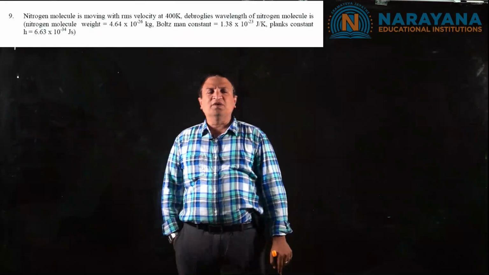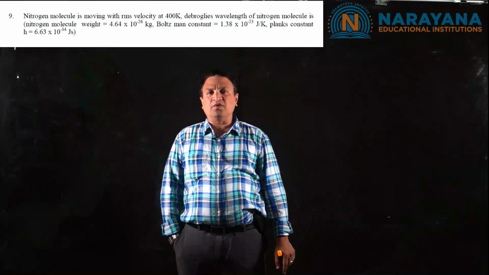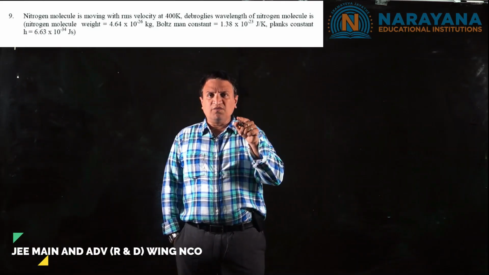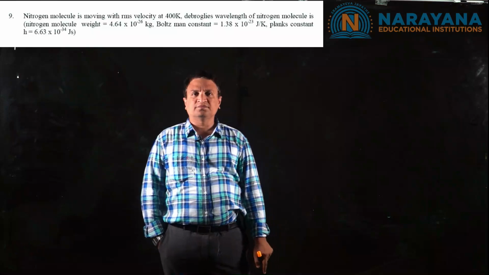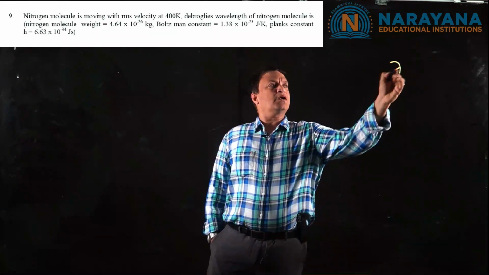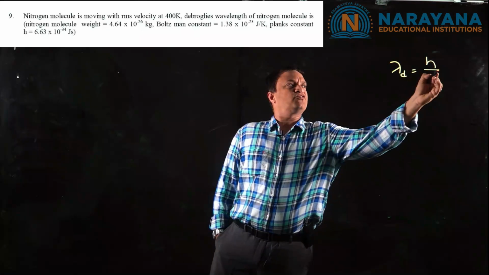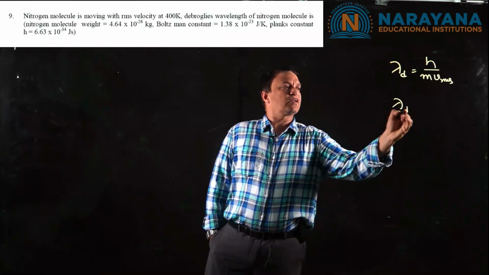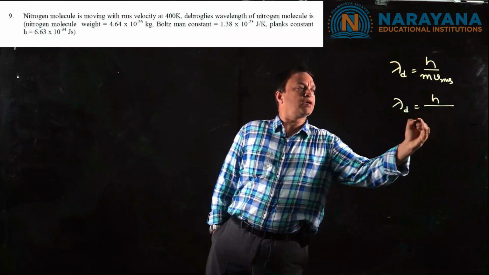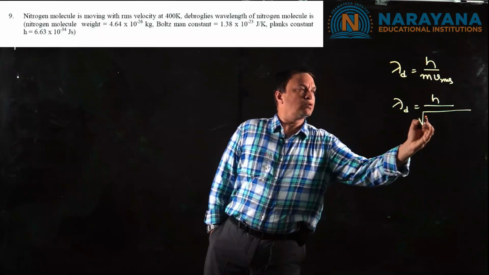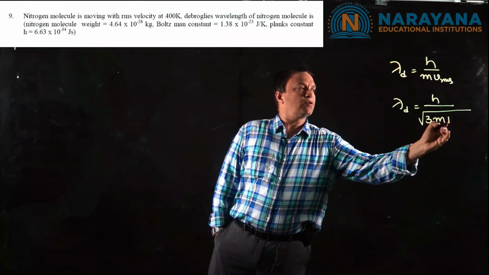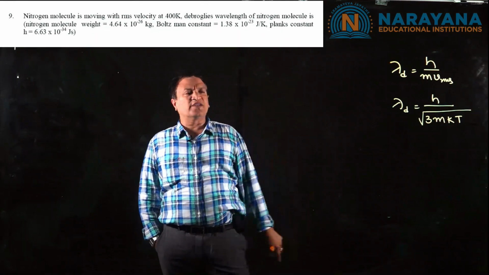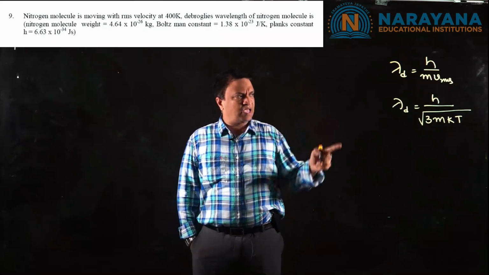A nitrogen molecule is moving with RMS velocity at a temperature of 400 Kelvin. That's the information. What he wants is the de Broglie wavelength of this particular molecule. Remember, lambda de Broglie is h by m v RMS in the case of a molecule. And this can further be written as h by under root 3 m k T. They have given the values for h, m, k, T.